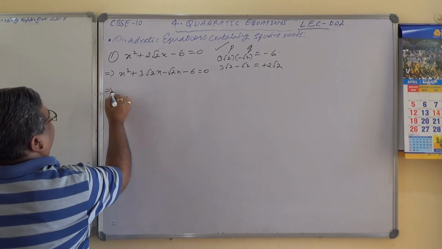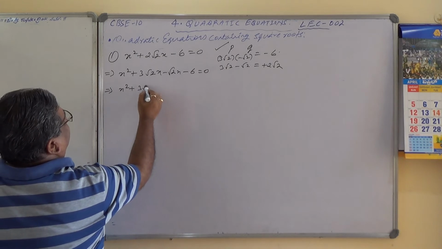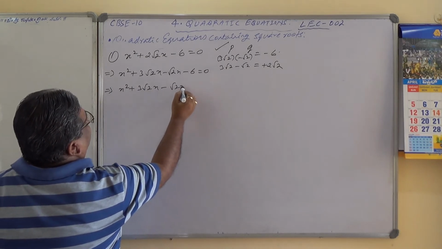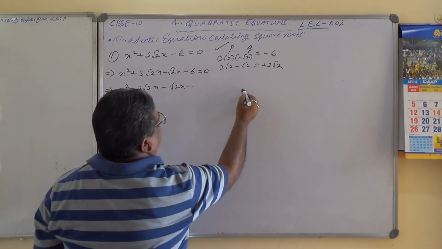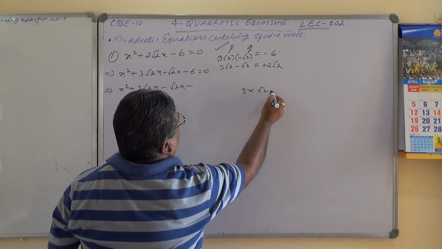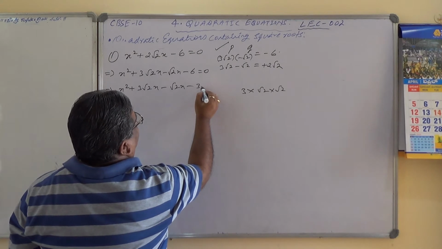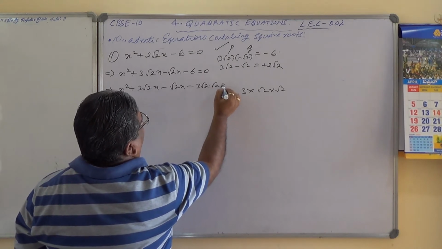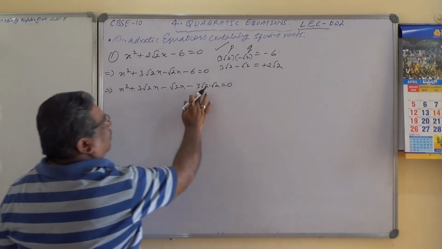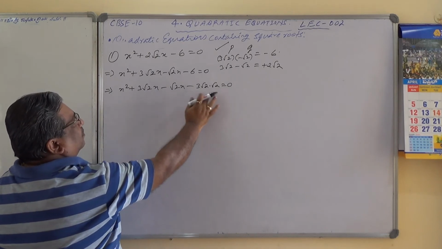So let me check that one now. x square plus 3 root 2x minus root 2x minus 6. 6 can be written as 3 into root 2 into root 2. So I'll write like this: 3 root 2 into root 2 equals 0. Because root 2 into root 2 is 2, 3 into 2 is 6.